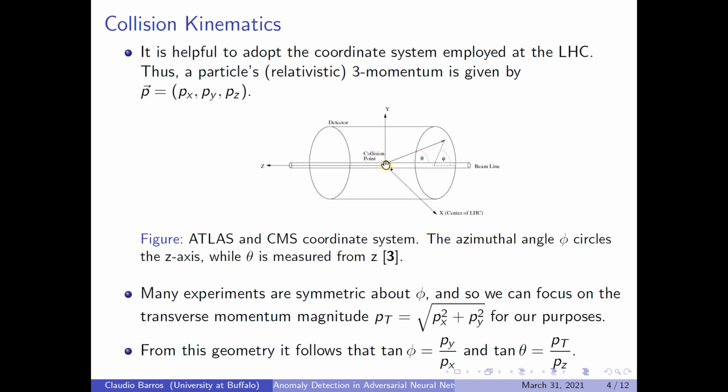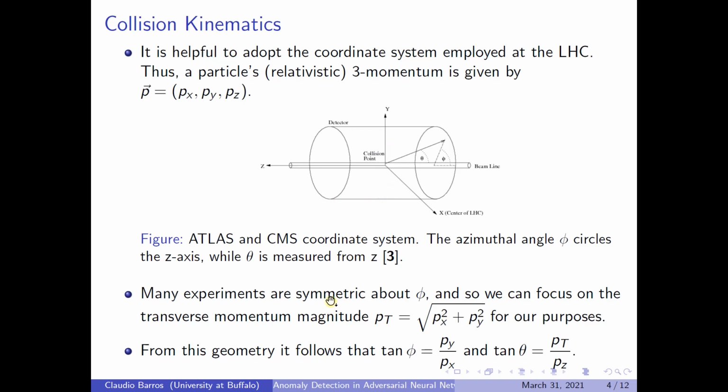So we have the collision point, and we see that the phi angle is the azimuthal angle, and the theta angle is taken with respect to z. That's the polar angle. And here again, this is a typical experiment at the ATLAS and Compact Muon Solenoid coordinate system. The azimuthal angle encircles the z-axis.